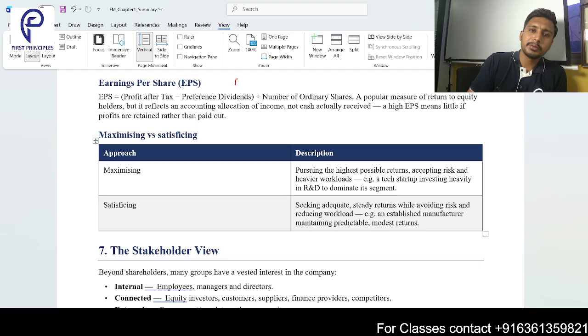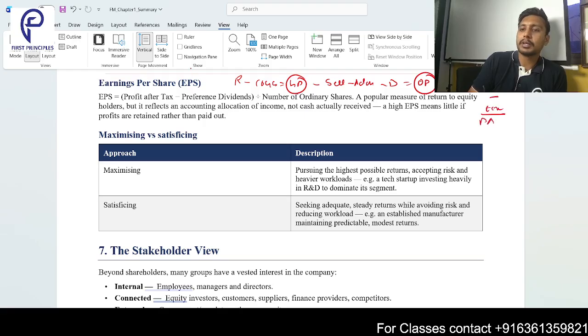So what happens is you start with revenue. From revenue, you remove COGS, you get your gross profit. From gross profit, you remove SAD, selling, admin, and distribution expense. You will get operating profit. From operating profit, you subtract interest. You will get profit before tax. From that, you remove your tax. You will get your profit after tax.